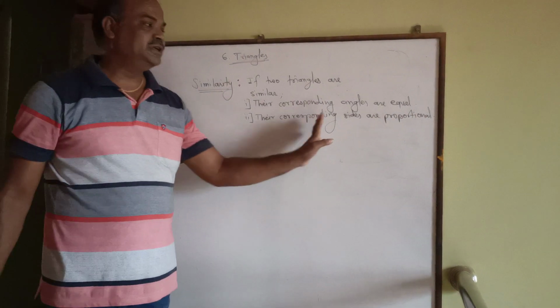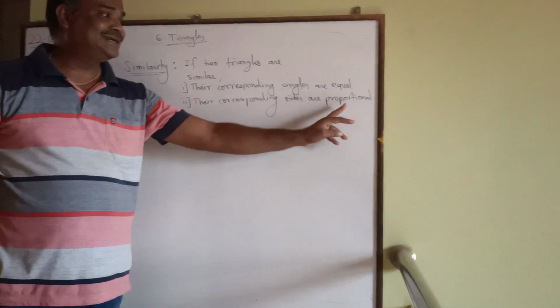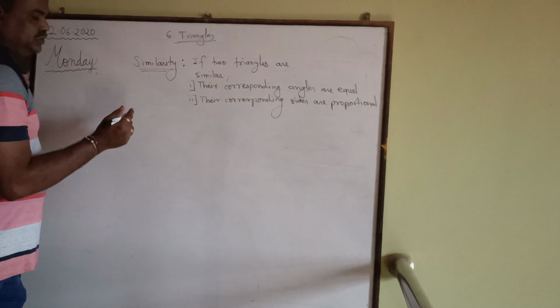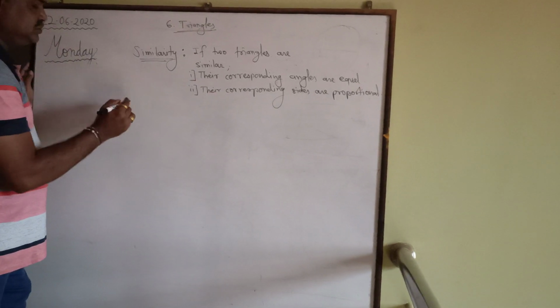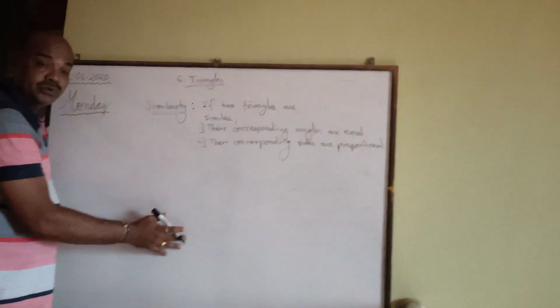Of course, if their corresponding sides are equal, it means they are proportional. The ratio at that time will be 1:1. Second point, you all should note it down. You have to write down all these notes. These are notes for you actually.